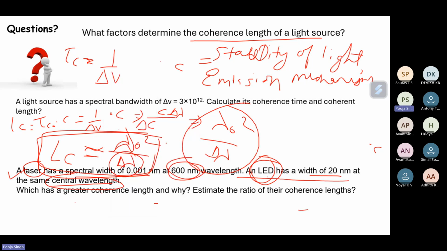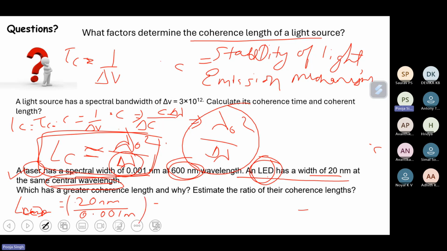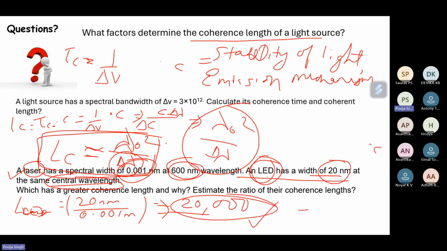Yeah. So if we are erasing this, if we are talking about the laser only. Okay, LED. Chalo, we will talk about LED. So 20 nanometer divided by length width is 0.001 nanometer, right? This is okay. So this ratio and this ratio we have to take. Okay. So how much it will come? I think 20,000. Yeah. So it is basically like 20,000 times higher as compared to the laser.